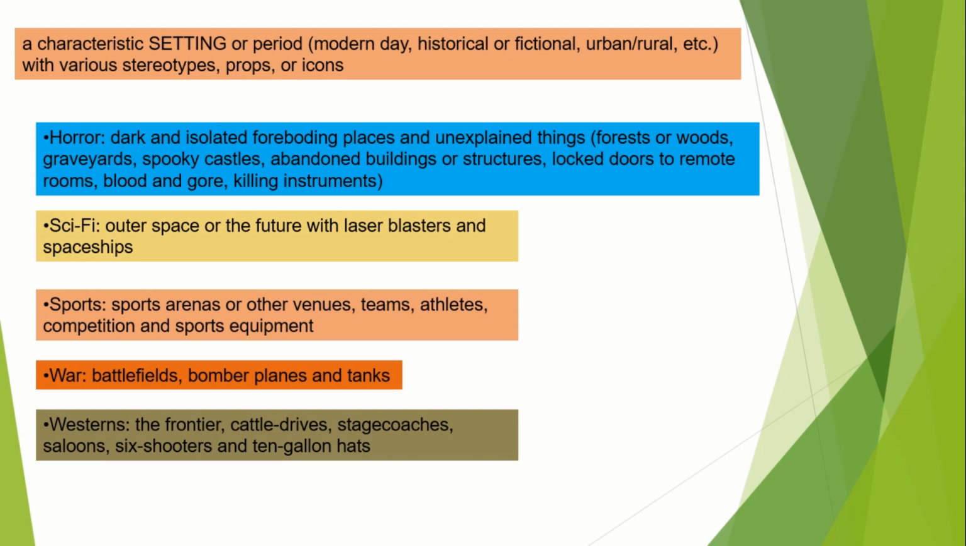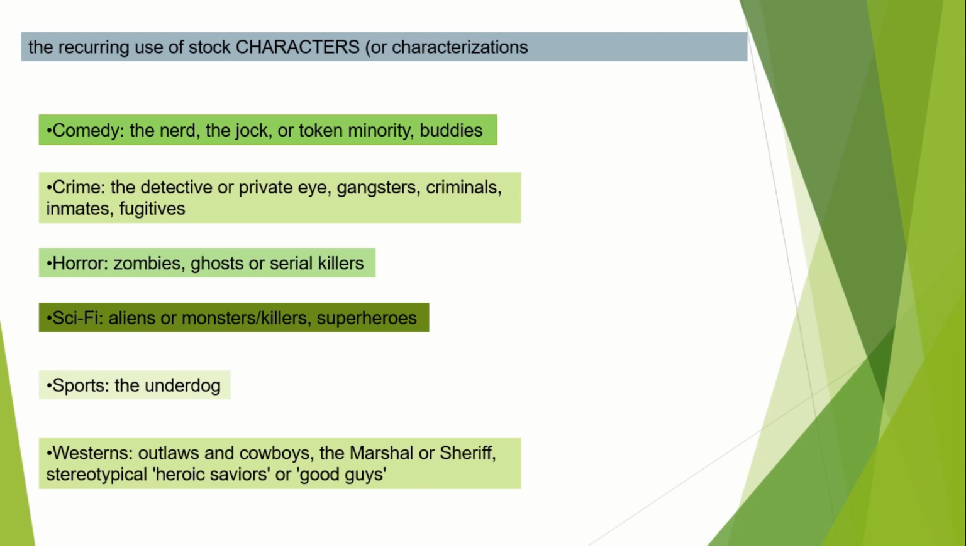Western film genre. When you say Western film genre, this can be identified through familiar frontier, American period, or cowboy elements like sketch, cattle drive, stagecoaches, saloons, six shooters, and ten-gallon hats. The recurring use of stock characters or characterization. One of these is comedy. When you say comedy, what do you mean by that? Comedy has one priority, which is to make you laugh. So it involves the nerd, the jock, the token minority, or buddies.